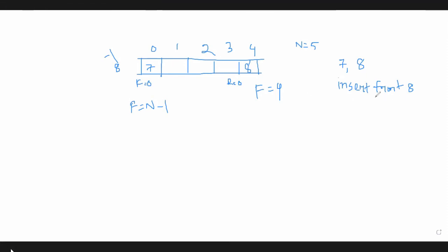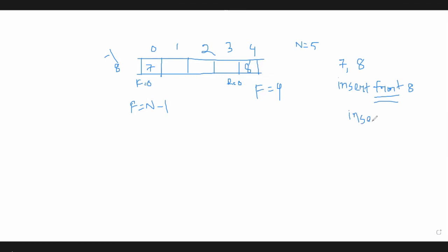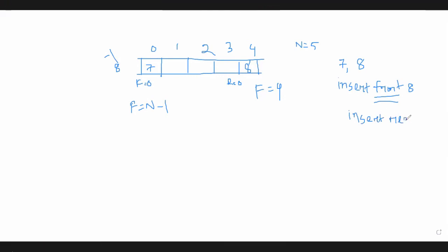But now the instruction is insert at front, right? But the front already has the data element 7. So how can we change the value of the front pointer? Now it will insert the data element in position n minus 1. After that, the next operation is insert at rear. So in which location will we insert it? Insert at rear and the value is 10.